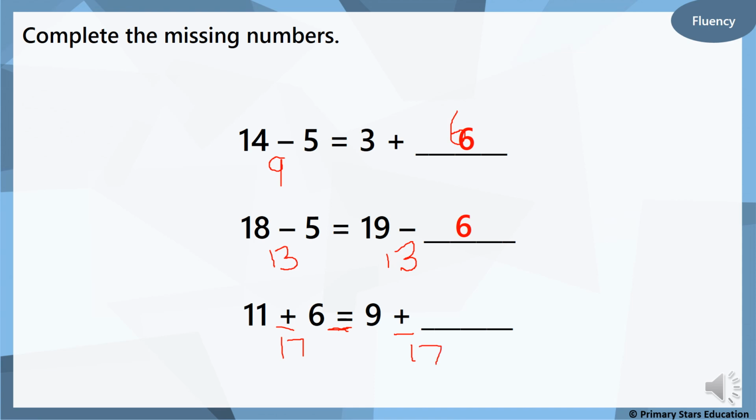So I'm going to count from 9 to 17. I'm going to count 9, 10, 11, 12, 13, 14, 15, 16, 17. How many did we count up? We counted up 8. Okay, I am just going to rub this one out. So we've got 11 add 6 is equal to or the same as 9 plus 8. Well done.